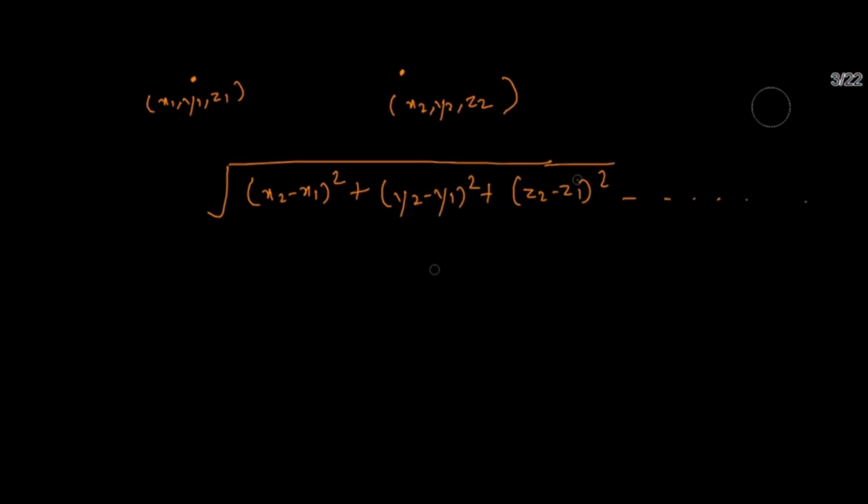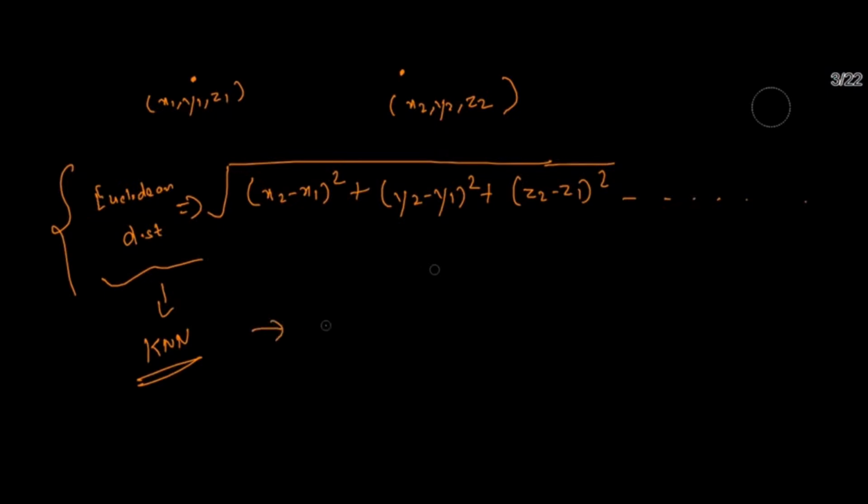So this is exactly my Euclidean distance. KNN also uses, or you can also modify, something known as Manhattan distance. So instead of using this Euclidean distance at some particular places, you can use this Manhattan distance.